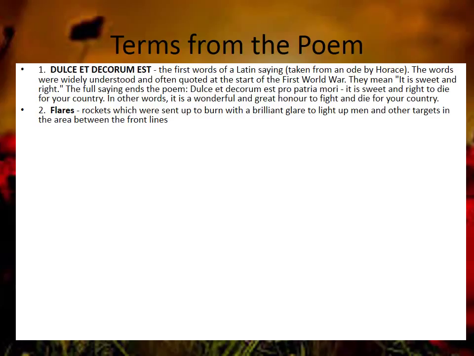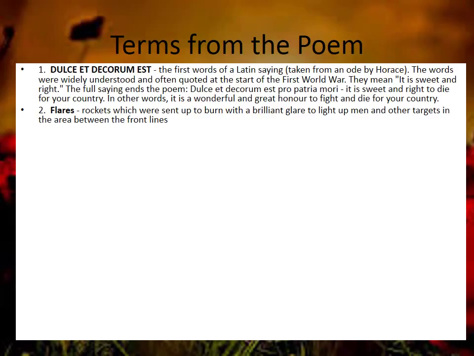So as we're leaving behind that idealism of the Victorian era, we're moving into being shocked by the realism that we are confronted with in the war. And basically it means that it is sweet and right to die for your country. Dulce et decorum est means it's sweet and right, and pro patria mori is to die for your country.